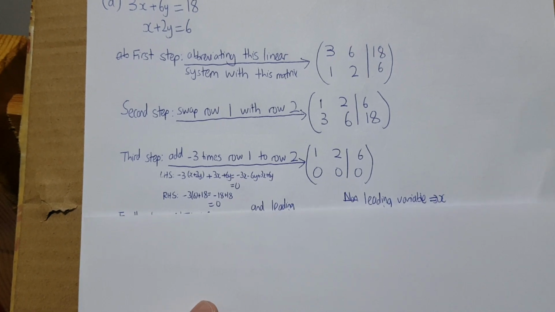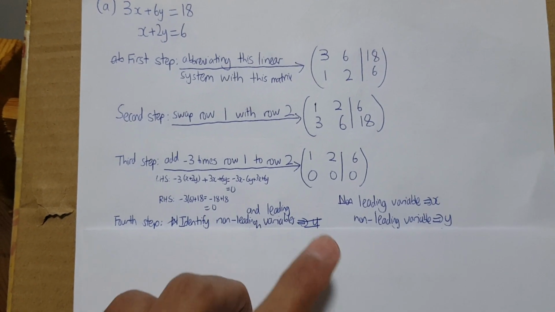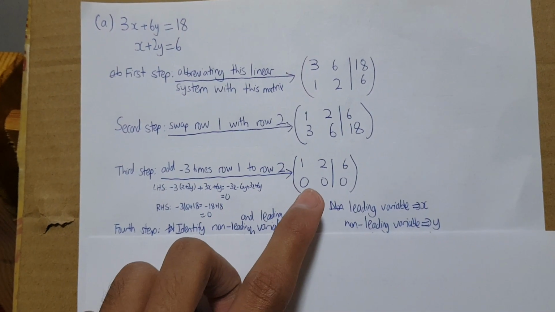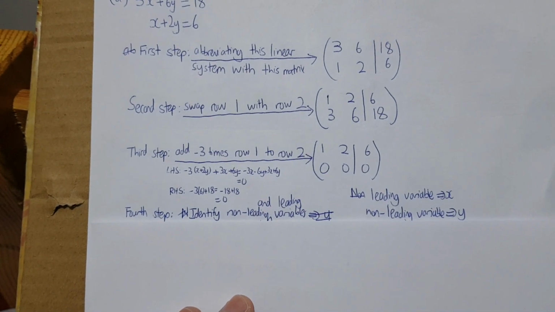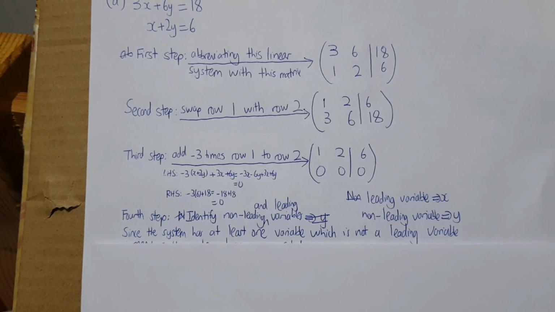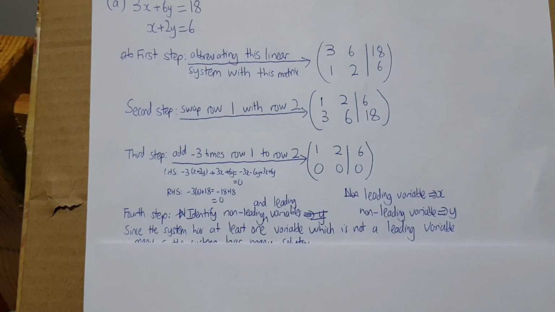Now we identify the leading and non-leading variables. What's the leading variable? It is x, and the non-leading variable is y. Now that we know the leading and non-leading variables, we can tell that the system has many solutions because it has at least one non-leading variable.